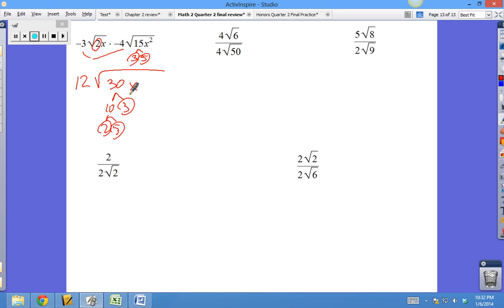So my x's, I got 3 of them. So I know I got enough x's that I can clean up my x's. So on the outside, I got a 12. And if I have 3 x's, square root is going to undo any squares. That's going to undo an x squared. So I've got x on the outside, and then on the inside, I've got the 30x.